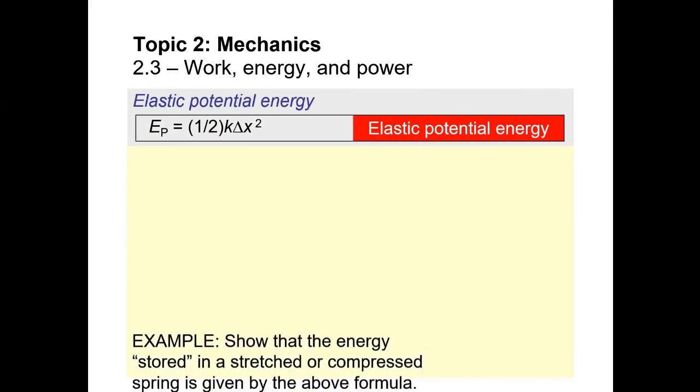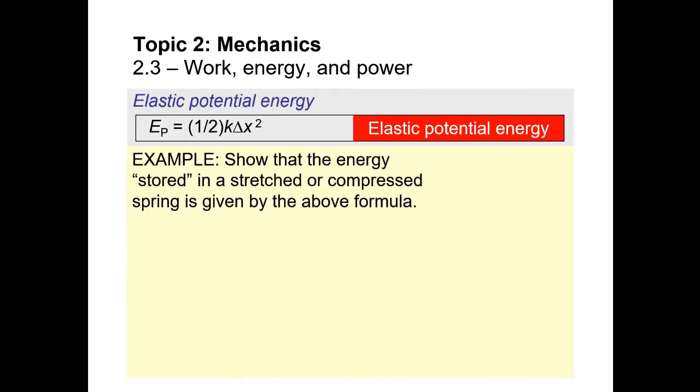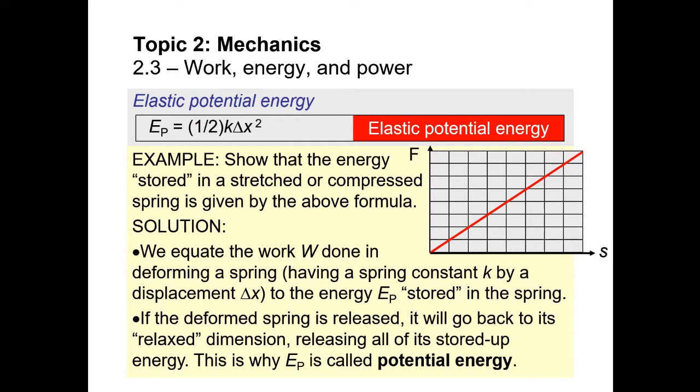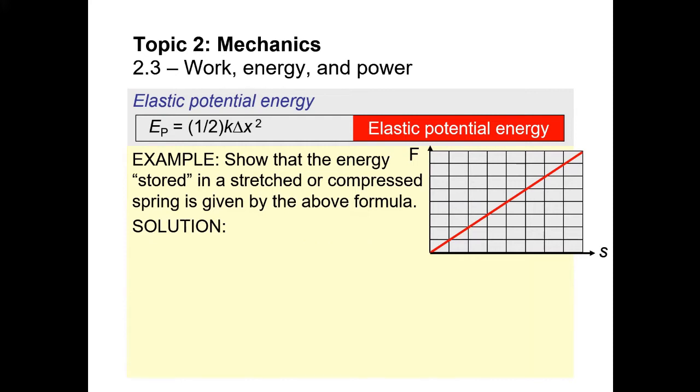Elastic potential energy: the energy stored in a stretched or compressed spring is given by the above formula. So we need to derive that formula. We equate the work W done in deforming a spring to the energy Ep stored in the spring. If the deformed spring is released, it will go back to its relaxed dimension, releasing all of its stored up energy. This is why Ep is called potential energy.